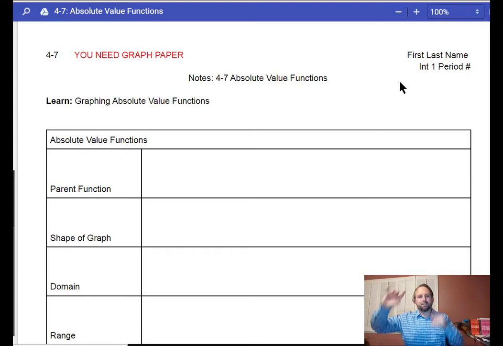Please make sure your information is in the top left and right hand corners of your page as we dive into 4-7 absolute value functions.